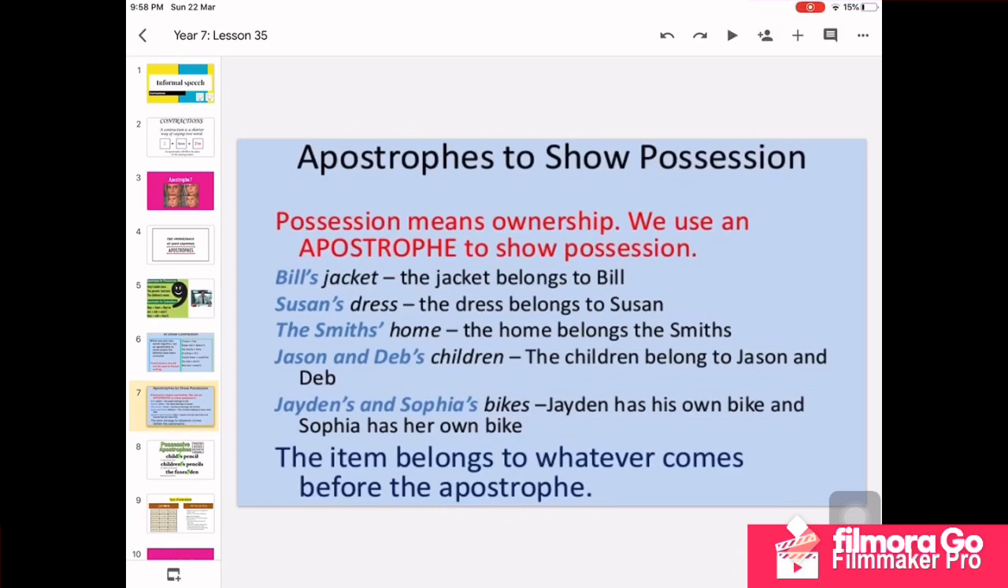So as I mentioned just now as well, if the subject is an irregular noun like children, it's okay for you to put apostrophe and S after it. But if the subject itself is a regular plural noun like parents, the Smiths, trees, or boys, it's okay for you to just end the word with an apostrophe to indicate ownership. And then the item belongs to whatever comes before the apostrophe.